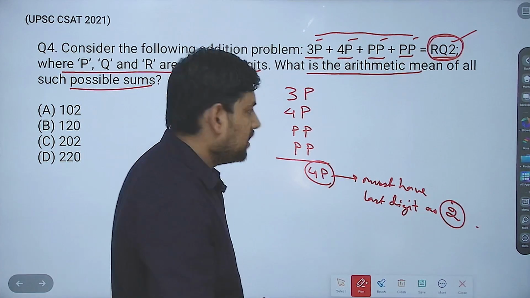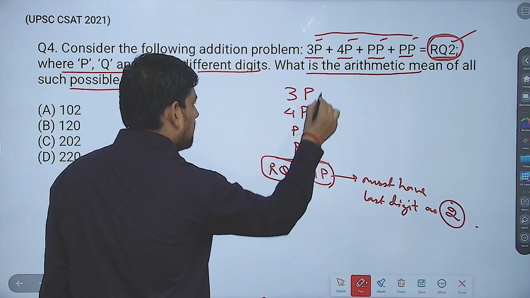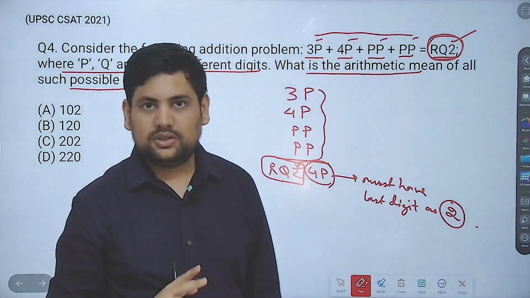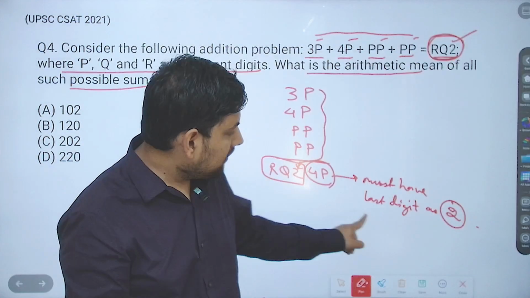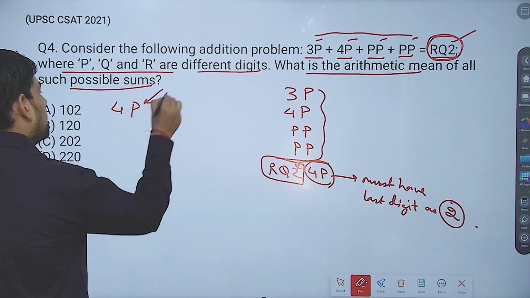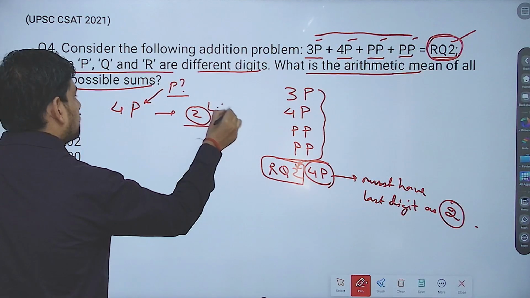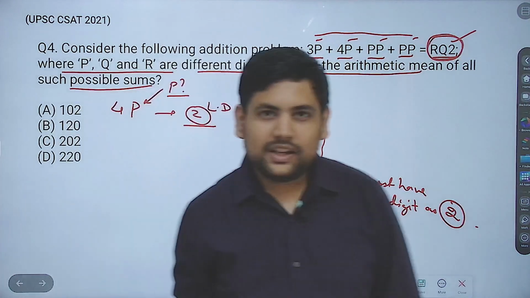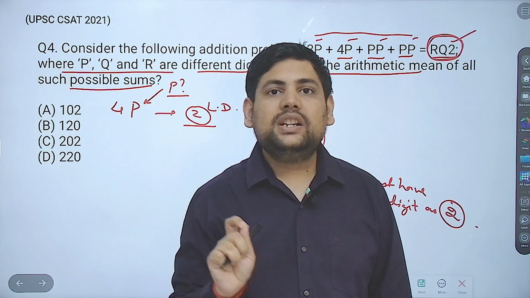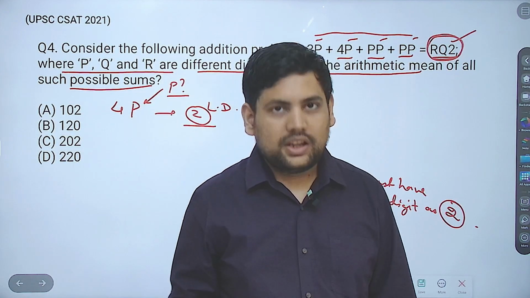Why? Because the sum has to be rq2. That means all these four p's when added should give 2 as the unit digit. Now, for what values of p can 4p give you last digit 2? How many digits are possible? 0 to 9. p is a digit, digits are 0 to 9 only. It cannot be 15 or 20. It has to be a single digit.